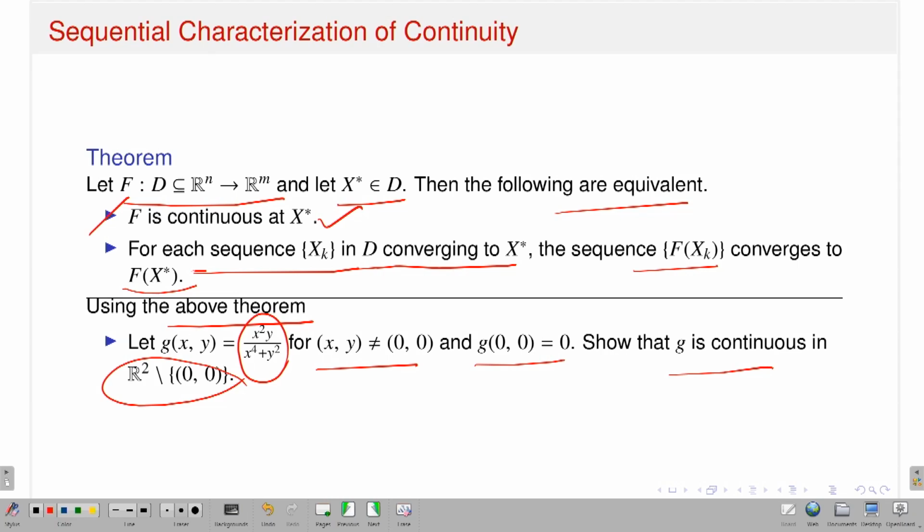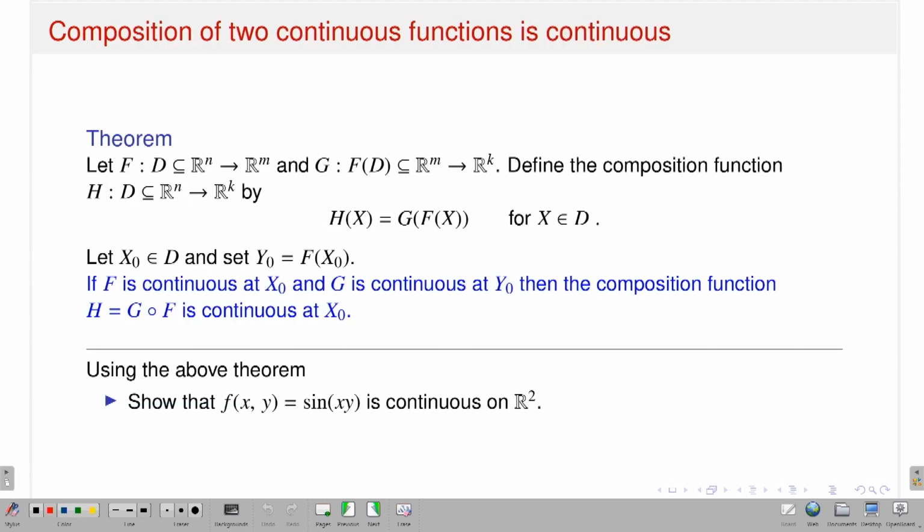Again you can use any sequences. Take some point, take any sequences, and justify your argument that the sequences g of xn converge to the same value g of xy. So okay, you can check it, you can prove the continuity of g using the above theorem. Okay, so this is another important theorem.